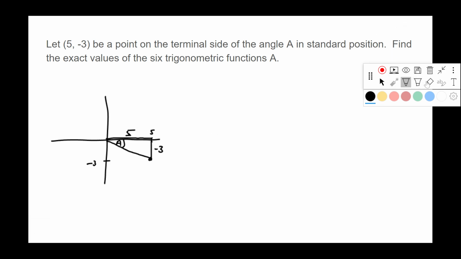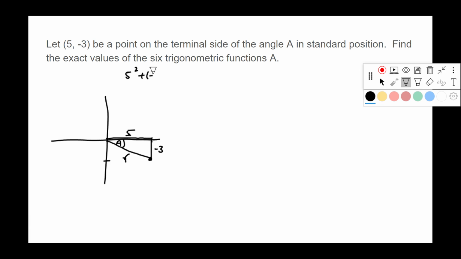And again, we're not on the unit circle, we're on the coordinate plane. So negatives and positives count. So we're actually going down 3. We have to call that -3. And now I've got to find r, the radius, the hypotenuse, the third side. Okay, so I could do that with the Pythagorean theorem.